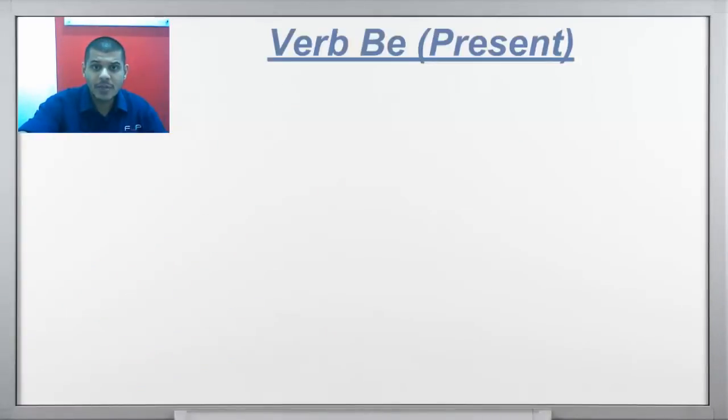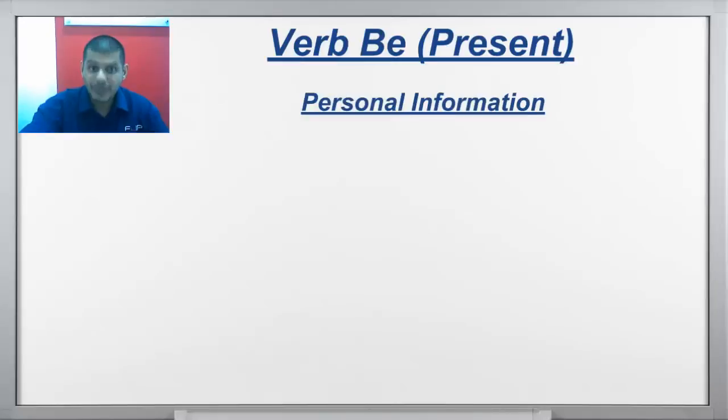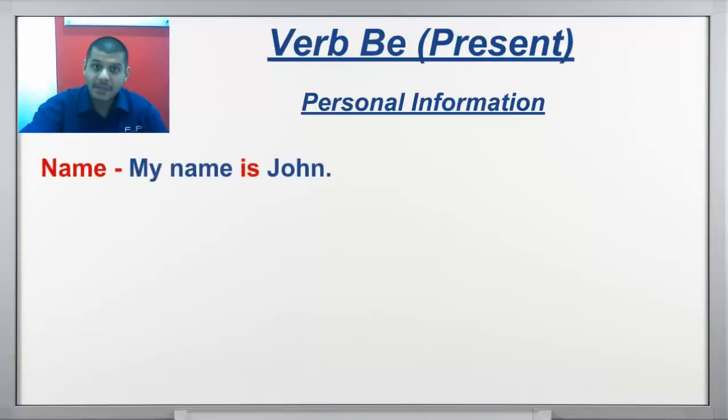Okay, my friends, so as I said, today we will talk about the verb be in the present tense, okay? So imagine this situation. You are going to introduce yourself. You are going to present yourself. So to introduce yourself, it's necessary that you give some personal information, right? So let's take a look at some personal information I have here. Name, for example. My name is John.